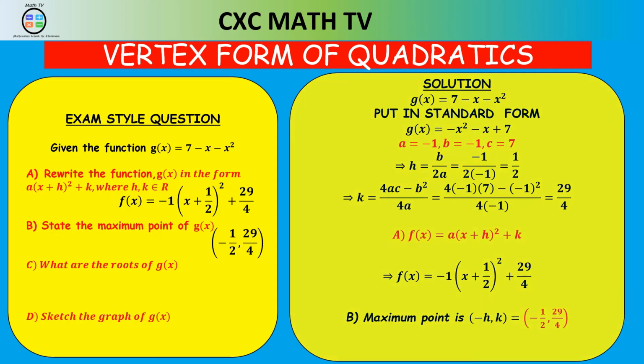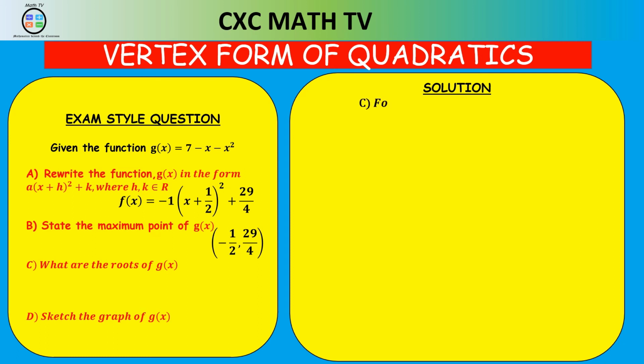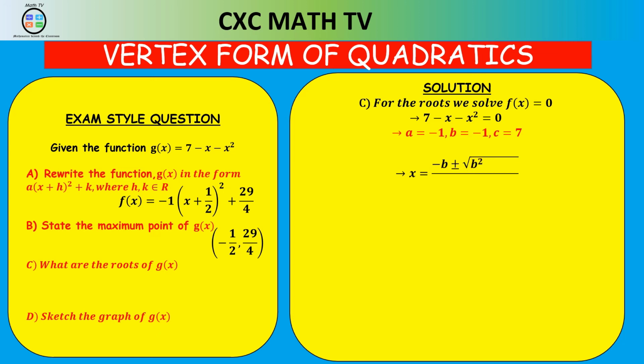Okay. Now, in order to find the roots, what we observe quickly is that this quadratic doesn't seem like we'll be able to factorize it. So we're going to have to go back to the quadratic formula. So remember, a is minus 1, b is minus 1, and c is 7. So we're going to use the quadratic formula. x is minus b plus or minus the square root of b squared minus 4ac over 2a. We're going to input b as negative 1, a as negative 1, and c as 7.